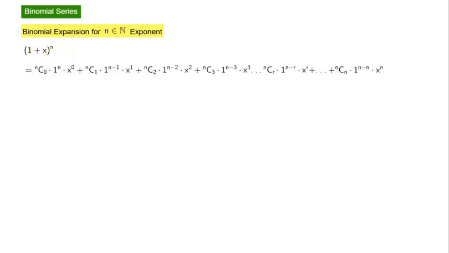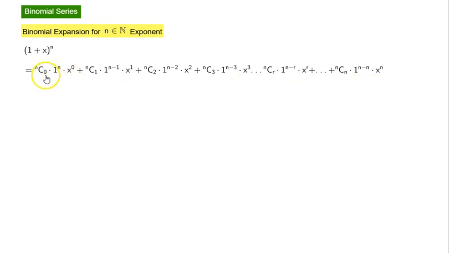Now let's proceed to binomial expansion for n in natural numbers, when the exponent is a natural number. Now let's take (1+x) to the power of n. If we expand it, we get this: nC0 times 1 to the power of n times x to the power of 0, plus nC1 times 1 to the power of n minus 1 times x to the power of 1, and so on.